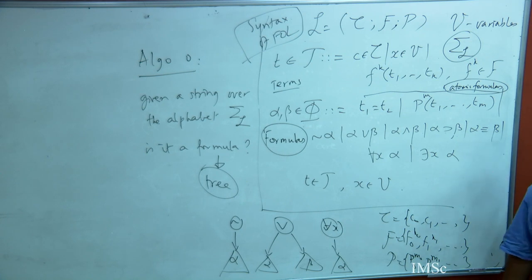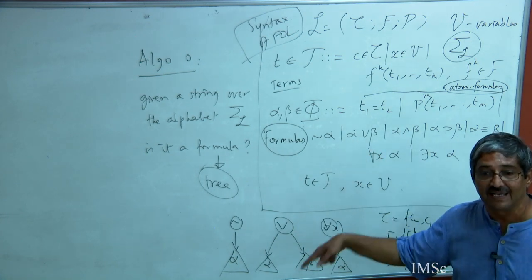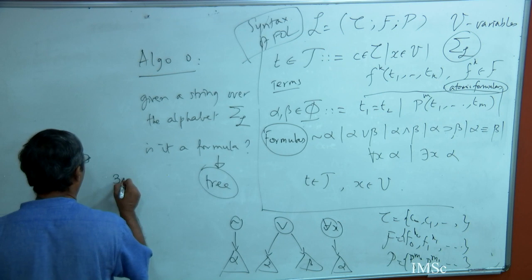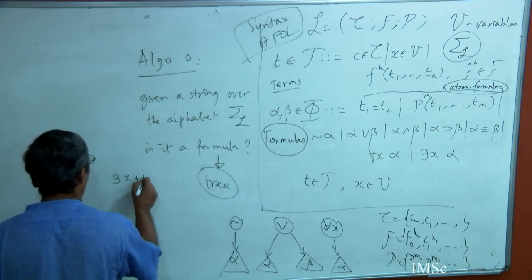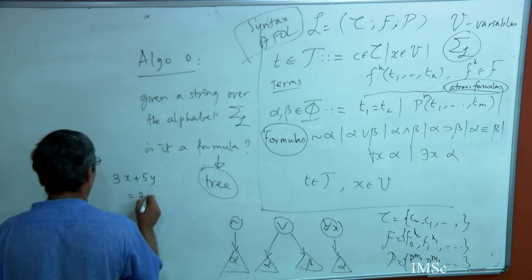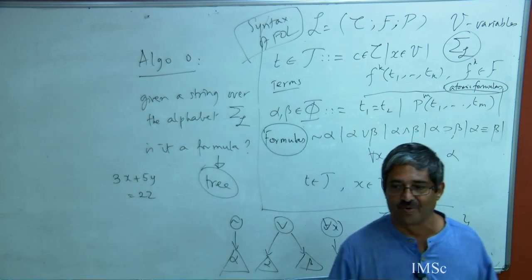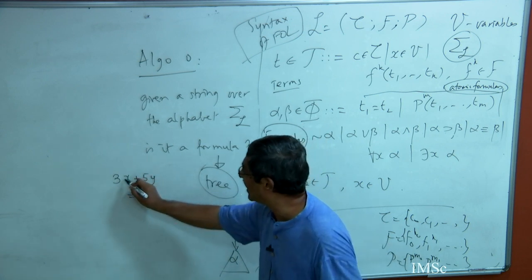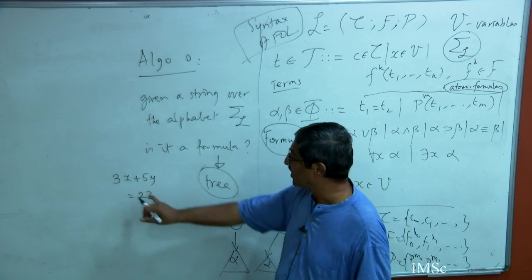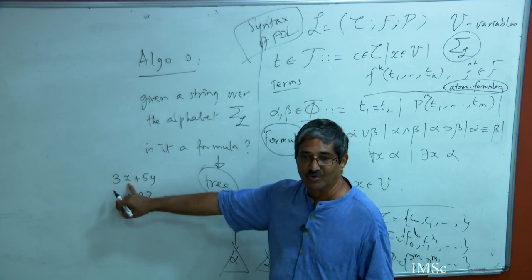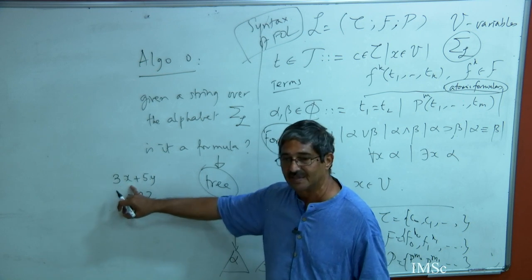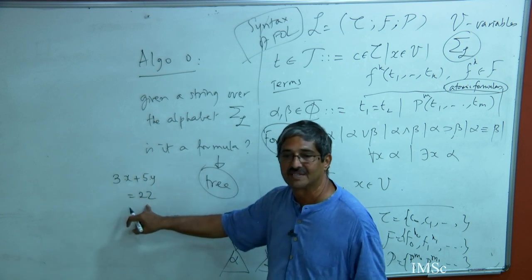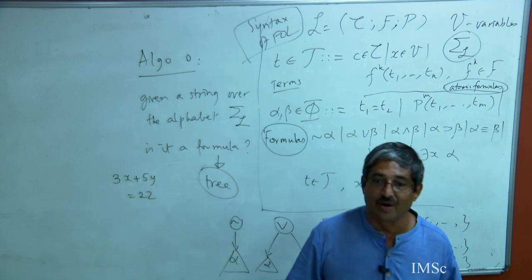That's the algorithm. But now you should be able to check that it's a legal atomic formula. In the language of arithmetic, is this a legal 3x plus 5y equal to 22? This is my favorite example, right? This is a legal atomic formula, because x is a variable, 3 is a constant. So this stands for 3 dot x plus 5 dot y. Dot is a function symbol. It wants two arguments. So this is a term, this is a term, therefore the plus of this is a term. So this whole thing is a term and this is a constant, it's a term. So t1 equals t2, it's okay.